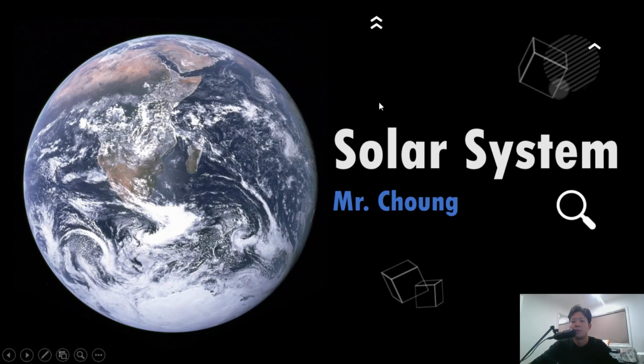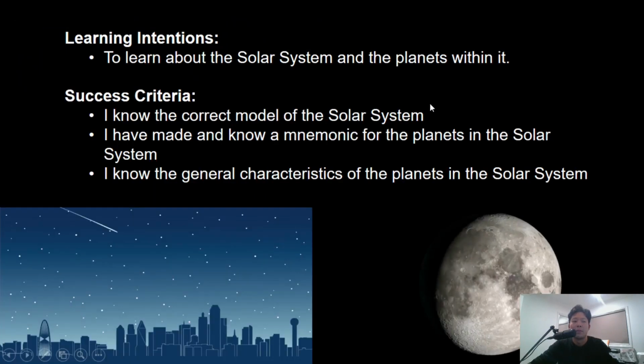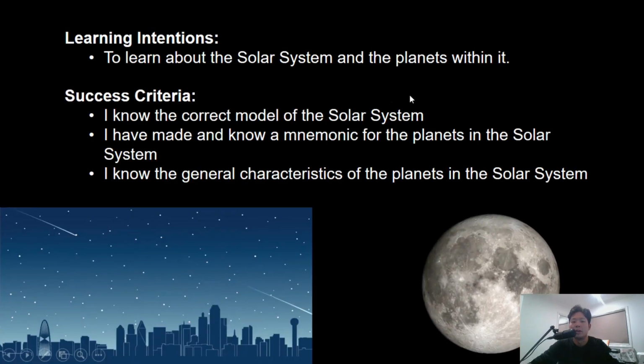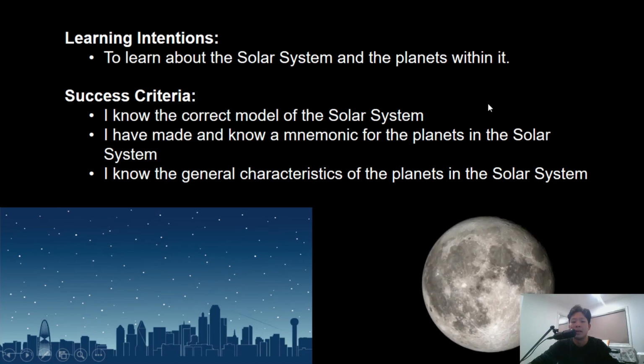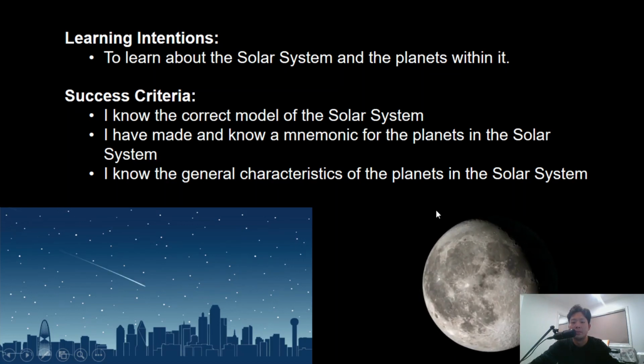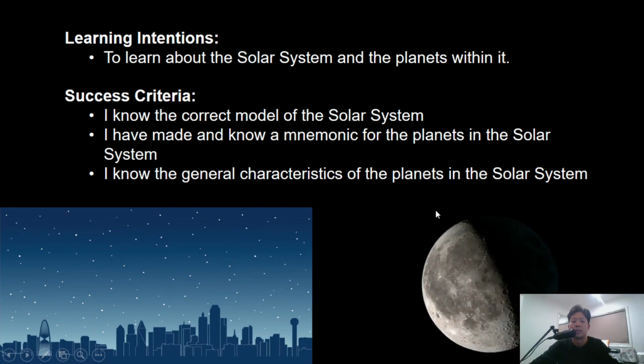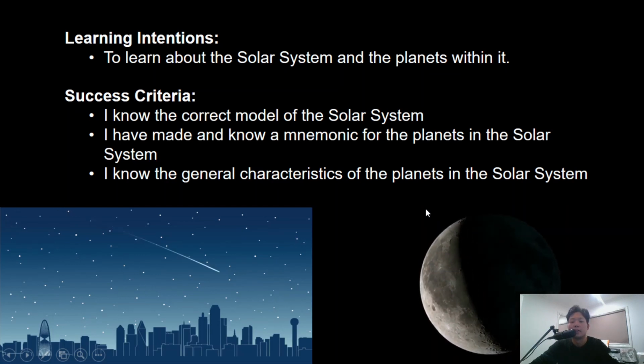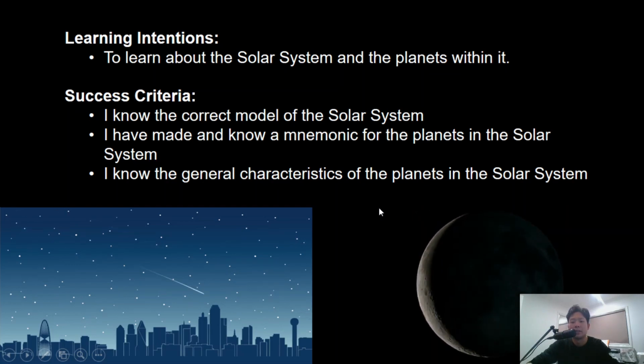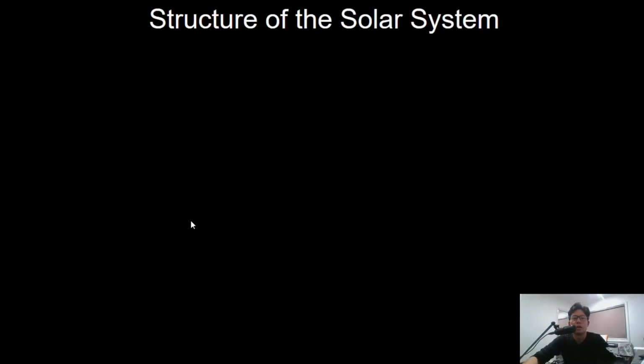So this lesson will be on the solar system and all the planets within it. By the end of this lesson, we should all know the correct model of the solar system, have made and know a mnemonic for the planets in the solar system, and also know the general characteristics of the planets in the solar system. Alright, so let's start off with the structure of the solar system.